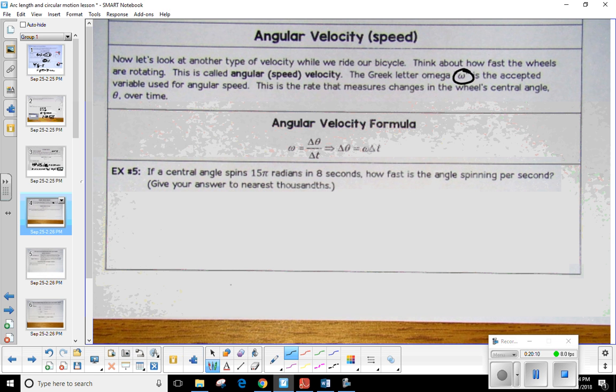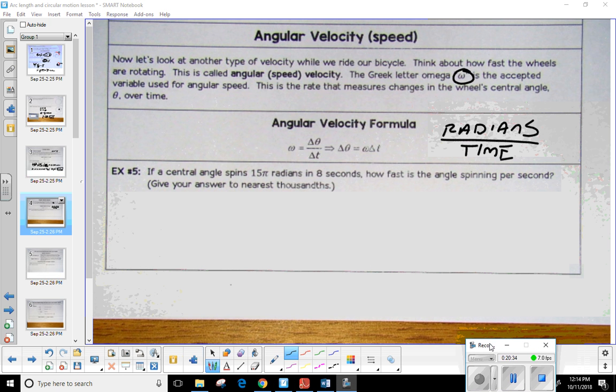Now, the thing about angular velocity is that it's always, always, always the same. We always have it in radians per time. And this could be anything: per second, per minute, per hour, whatever. But it's always going to be radians per time. All right, well, let's take a look at example 5.